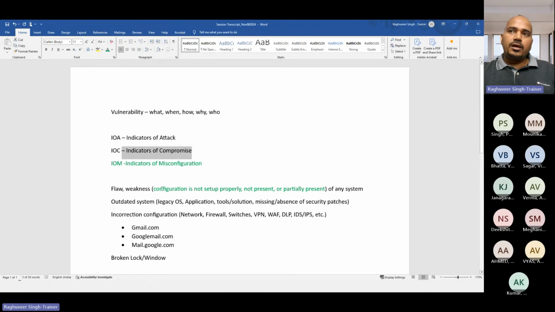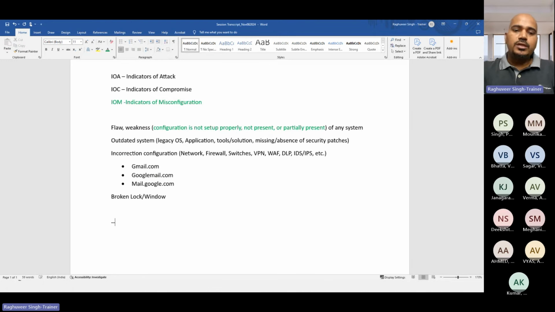Indicators of compromise. Now, when there is a vulnerability in the system, what is the impact of the vulnerability? So I have a broken window. I have a broken lock, or my home main entrance is open. What is the impact of it? The impact is that exploit. That's the impact. Vulnerabilities will get exploited. And if they get exploited, then there could be a breach. There could be a security incident. There could be an attack that may happen, right? So impact is exploit. There will be an exploit that will be done.